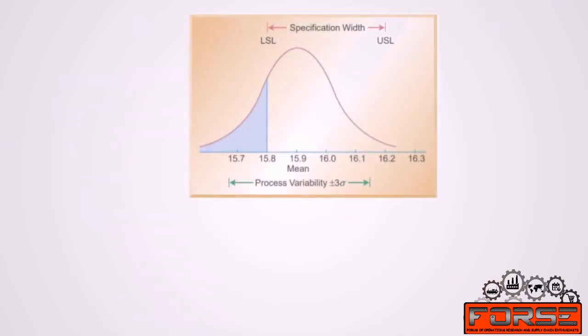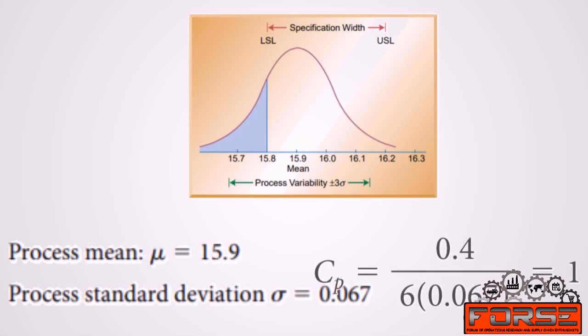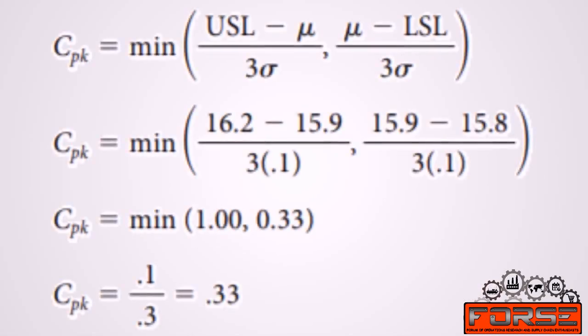Now, looking at the figure, we can see that the process mean is 15.9 and the process standard deviation is 0.067. Upon calculation, the CP value of 1.00 leads us to conclude that the process is capable. However, from the graph you can see that the process is not centered on the specification range. Here, using only the CP measure would lead to an incorrect conclusion. Therefore we need to calculate CPK. Computing CPK gives us a different answer and leads us to a different conclusion. Here, the computed CPK value is less than 1, revealing that the process is not capable.